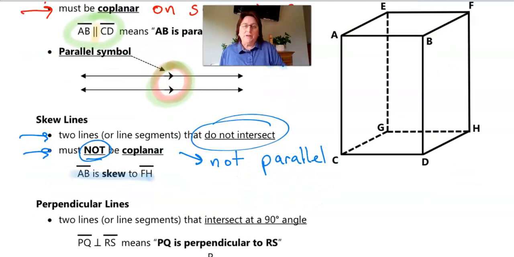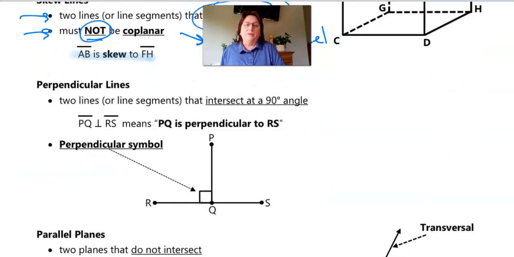Okay, so perpendicular. Most of you are very familiar with perpendicular lines. So let's just go and look at this one more time. Perpendicular are two lines or line segments that intersect at a 90-degree angle. Now, some of you may know this notation, others of you not so much. Do you guys see this little symbol right there? It's an upside down T. That's the notation for line segment PQ is perpendicular to RS.